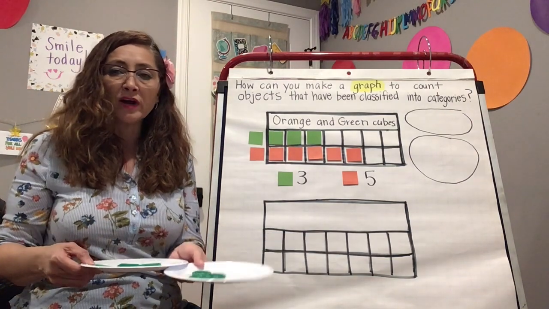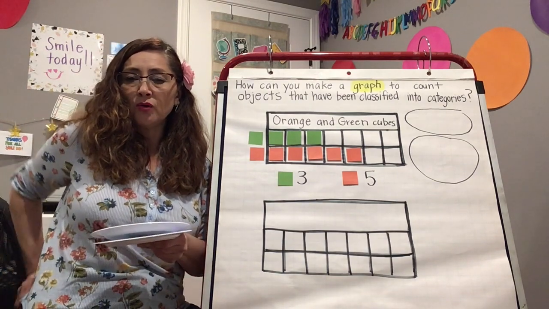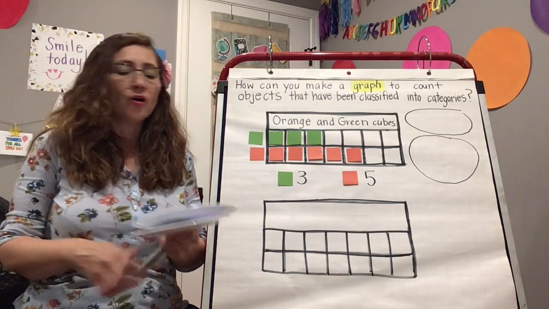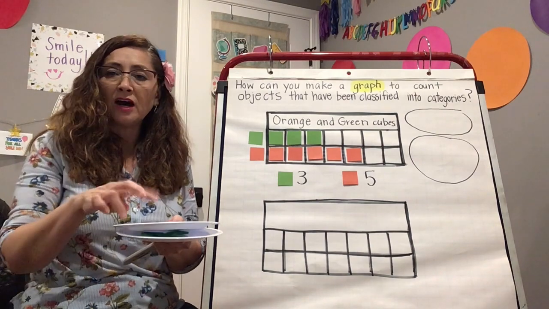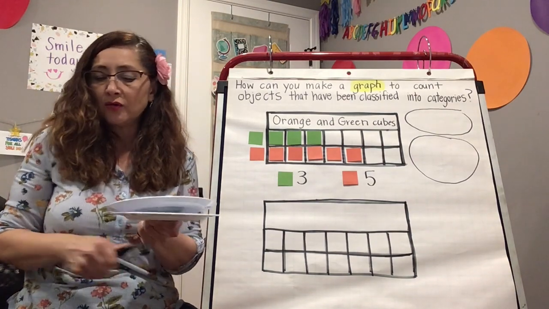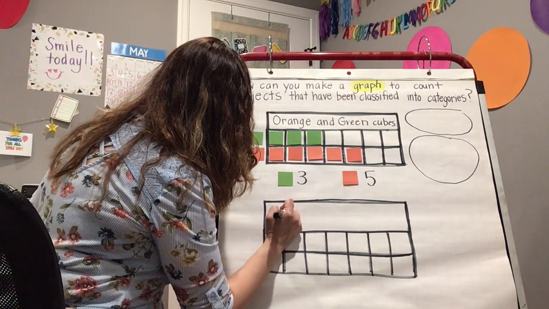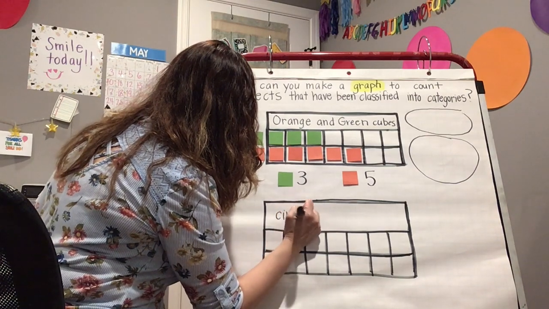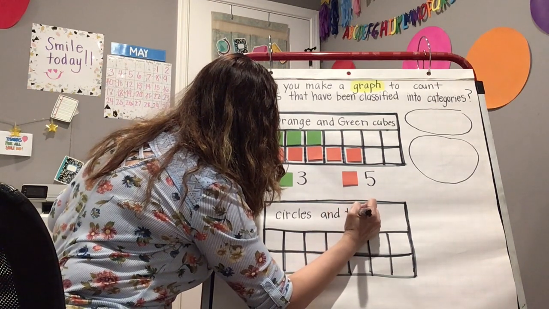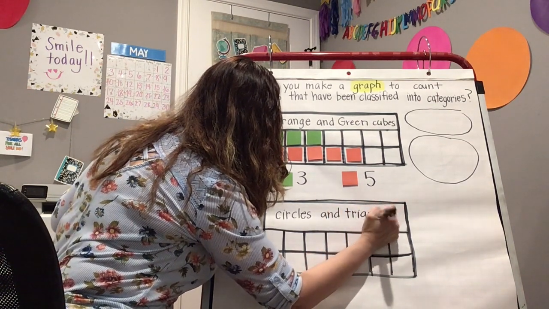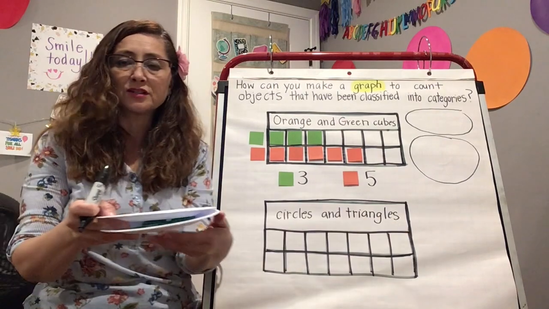Okay, so now we're going to put them on our graph to graph the information, what we know now about our groups. So what do we need to first put here on our graph? That's right, the title, our two categories. And what do we have? We have circles, and triangles. Okay, circles and triangles.